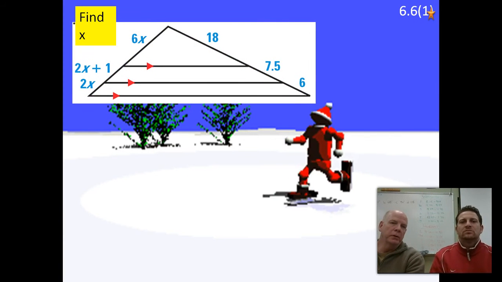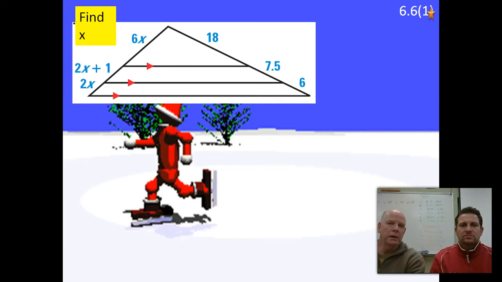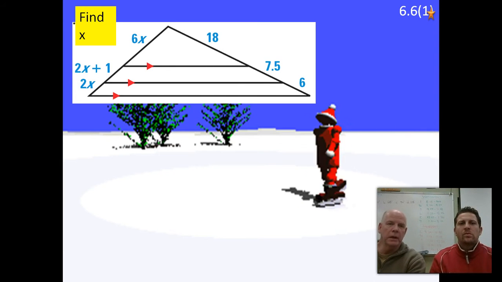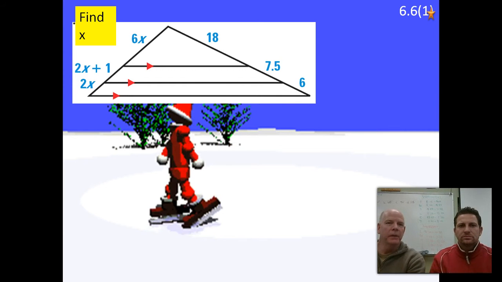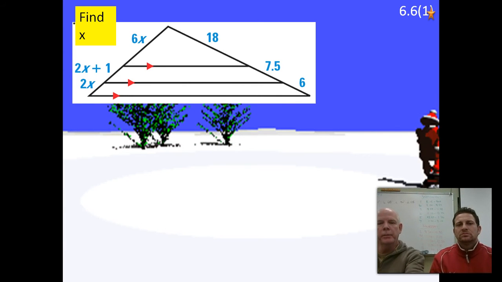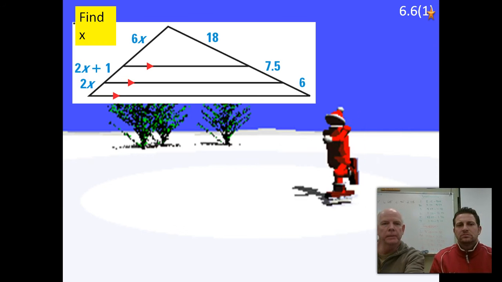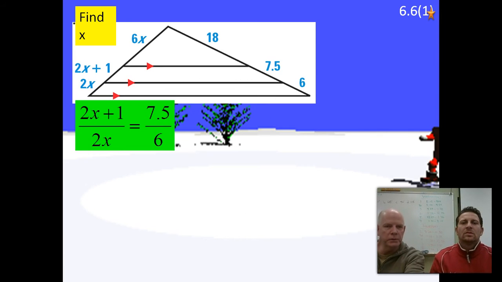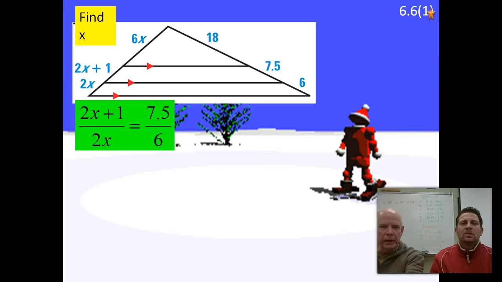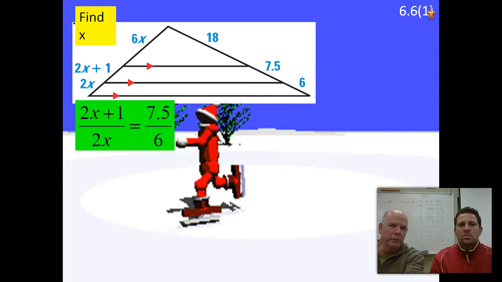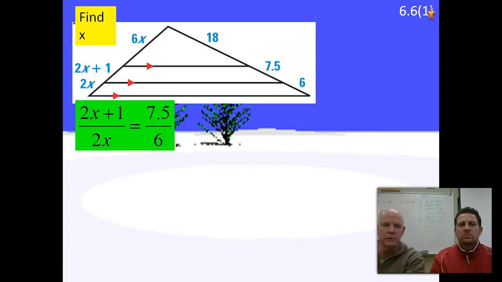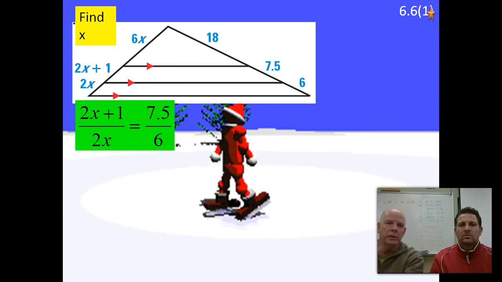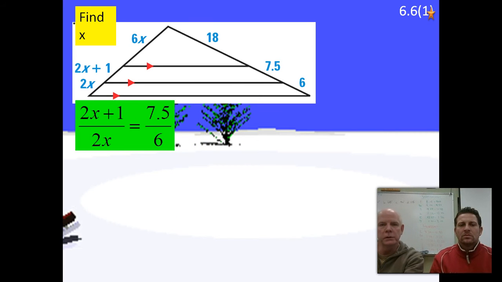Last slide today is just an example of using the triangle proportionality theorem. We actually have multiple triangles set up in this diagram, and we're trying to find x. We can set up a proportion here comparing the pieces of each side. If we set up a proportion where we have the 2x plus 1, which is that middle band right there, and compare that to the bottom piece. So basically we're comparing the middle piece to the bottom piece on the left-hand side, and then picking up the middle piece and the bottom piece on the right-hand side and putting those in a proportion.